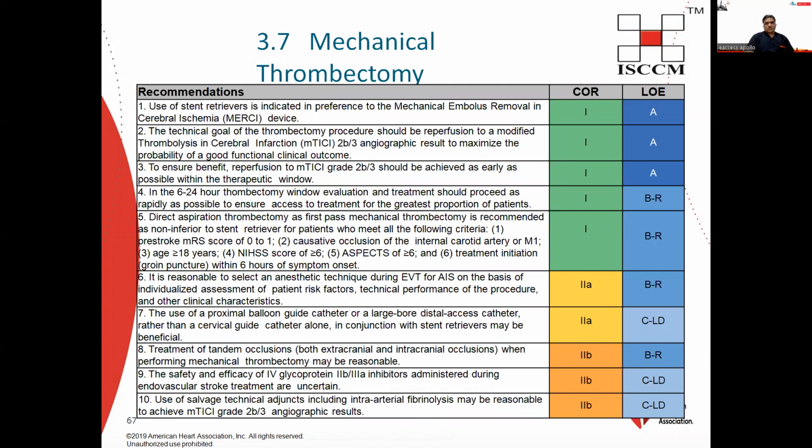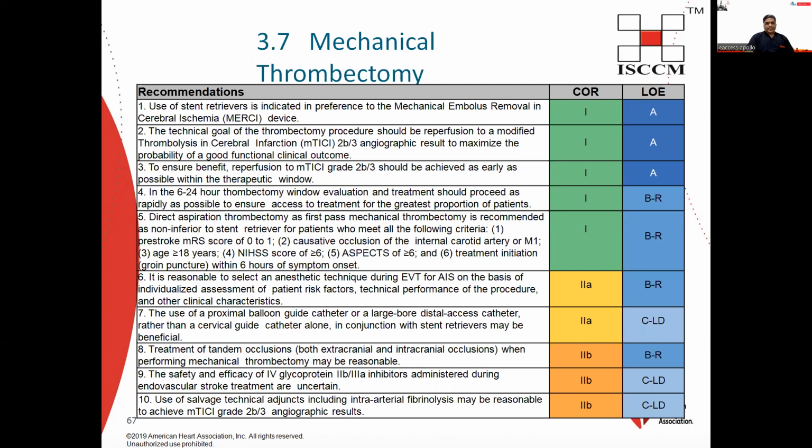Technical goal of thrombectomy procedure should be reperfusion to modified TICI 2b/3 angiography results to maximize the probability of good functional clinical outcome. 1A. To ensure benefit, reperfusion of modified TICI 2b/3 should be achieved as early as possible within the therapeutic window. Recommendation 1A. In the 6 to 24 hours thrombectomy window, evaluation and treatment should proceed as rapidly as possible to ensure access to treatment for the greatest proportion of patients.